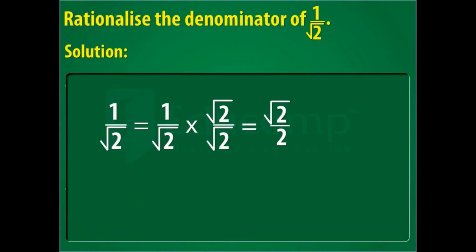It is easy to locate this form of 1 upon square root of 2 on the number line, as it is halfway between 0 and square root of 2. Thus, locating an irrational number on a number line is always easier if it has a rational denominator.